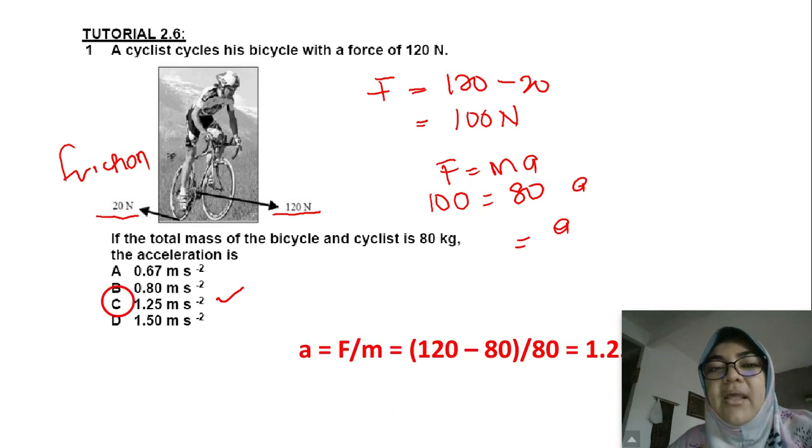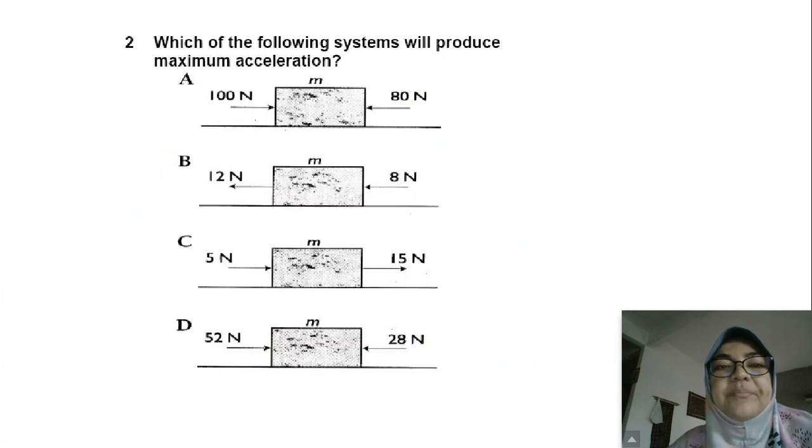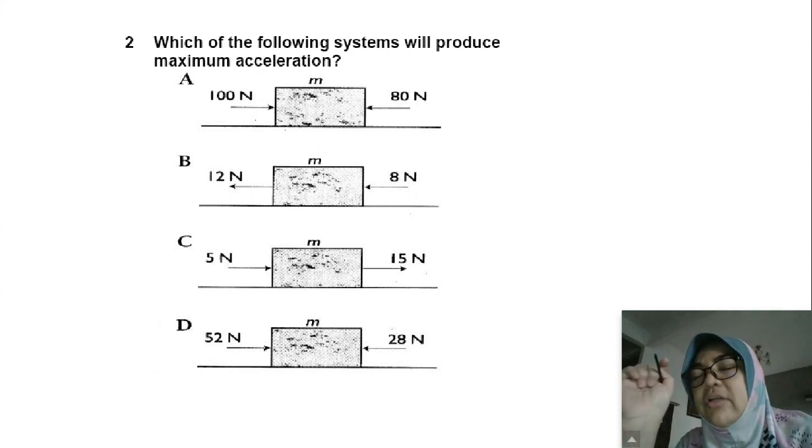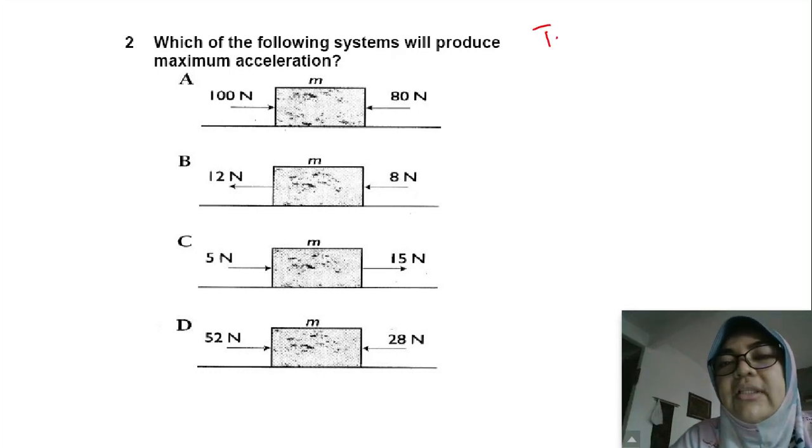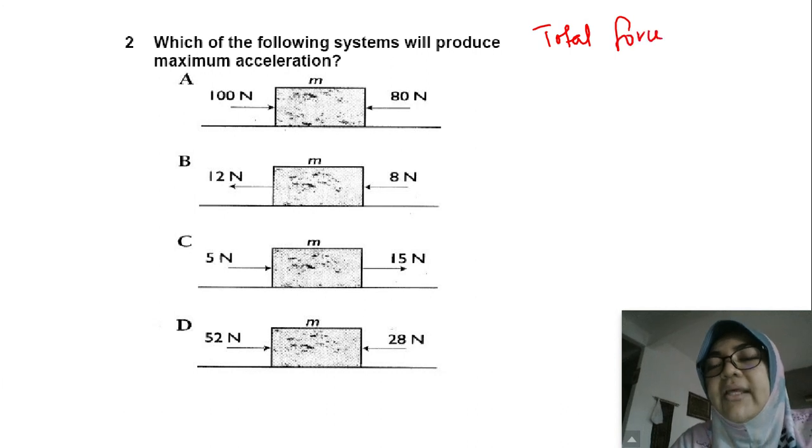Okay, so let's look at the second one. Which of the following systems will produce maximum acceleration? To get maximum acceleration, the total force should be the biggest. Oh, I forgot to tell you, total force is also known as resultant force. The exact concept is resultant force.